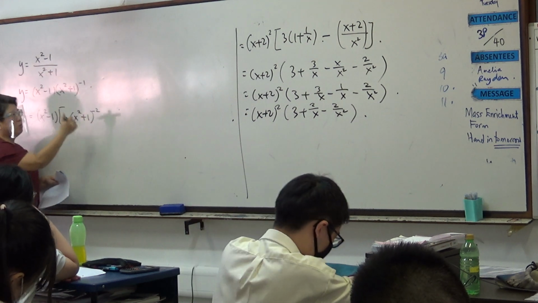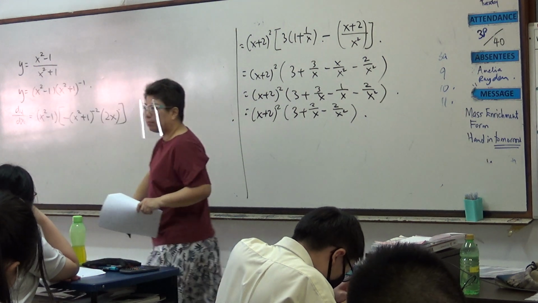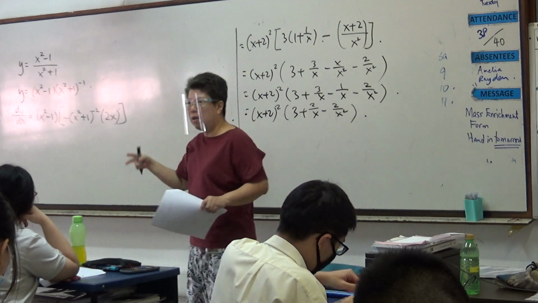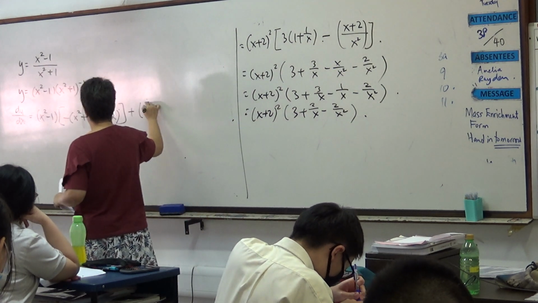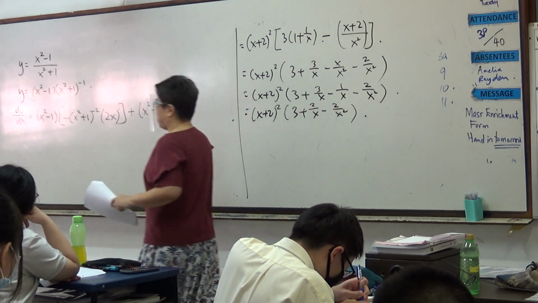Then I differentiate this. What do I get? 2x. Correct. Fix one, differentiate the other. Now have I finished? No. I must plus this one. Then I differentiate that one. Become 2x, right?